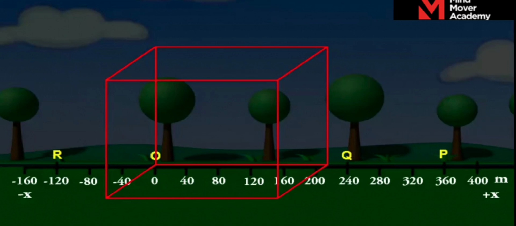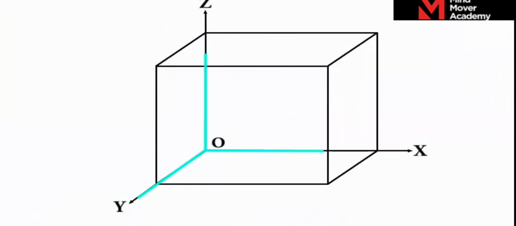It is convenient to choose a rectangular coordinate system consisting of 3 mutually perpendicular axes labeled X, Y, and Z axis. Point of intersection of these 3 axes is called origin, O, and serves as the reference point. The coordinates x, y, z of an object describe the position of the object with respect to this coordinate system.